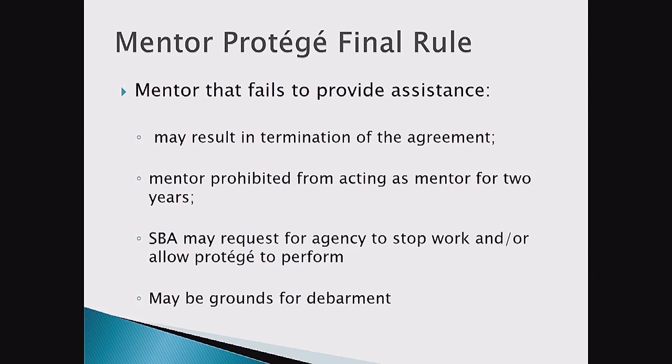We have some rules and penalties if we want the mentor to provide whatever assistance they've outlined in the agreement to the protégé. So if they don't, obviously we can terminate the agreement. We may prohibit a mentor from being a mentor in the future. We can always ask for a stop work order or maybe grounds for debarment.